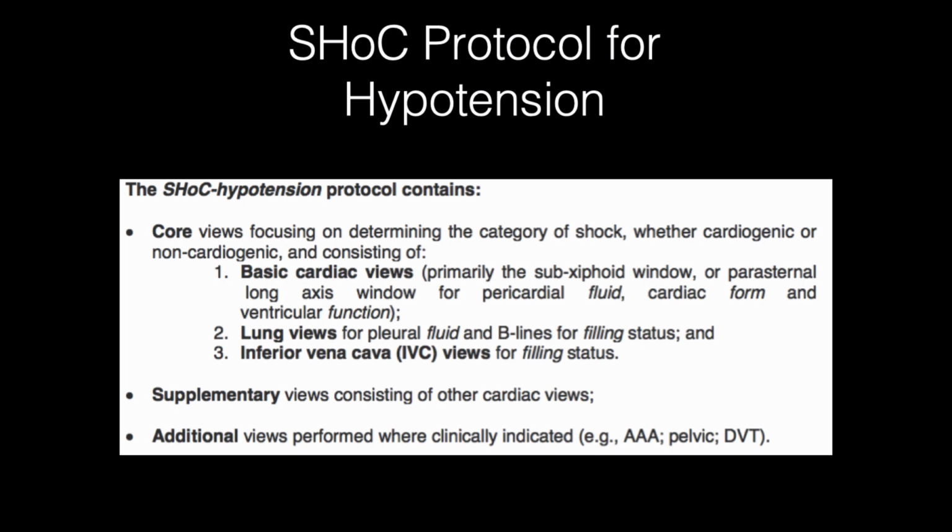First, you start with your core ultrasound views, and that will be a parasternal long view of the heart and subxiphoid view, ruling out pericardial effusions, cardiac tamponade, and getting a gross assessment of cardiac function. And then on to the lung, where we will evaluate for pleural sliding and B-line, A-line patterns. We can also look for pleural effusions and consolidations.